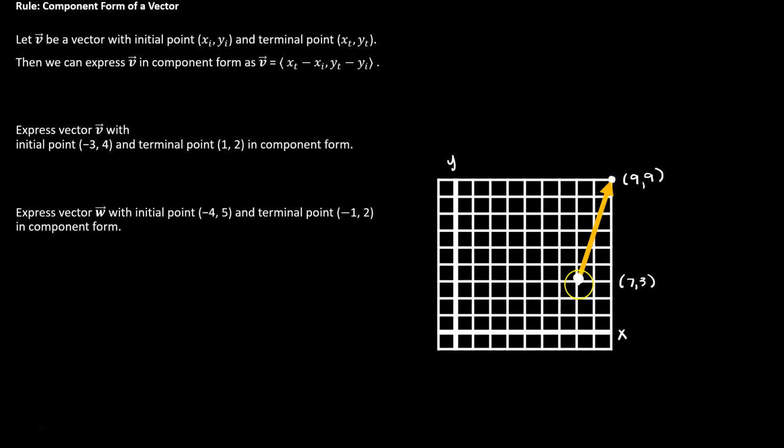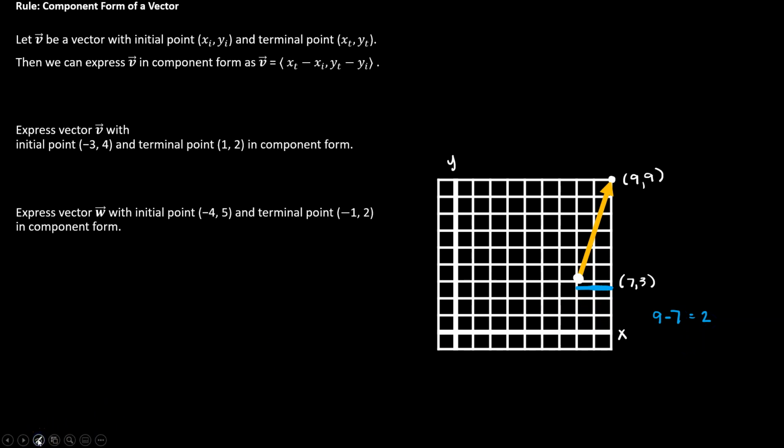I can tell this is not a position vector because my initial point is at 7, 3, not at the origin, but we can create a position vector just by finding out what the change in x is as well as what the change in y is. So looking at the change in x from the initial point to the terminal point, we have 2 units. And we can do subtraction to find that if we'd like. Subtract the initial point's x value from the terminal point's x value. So that would be 9 minus 7 to get the 2 units that we see here.